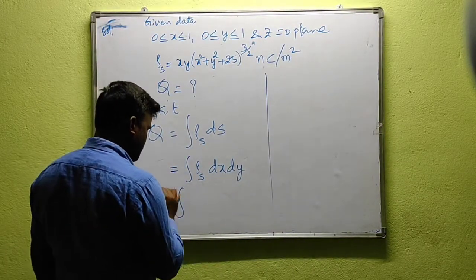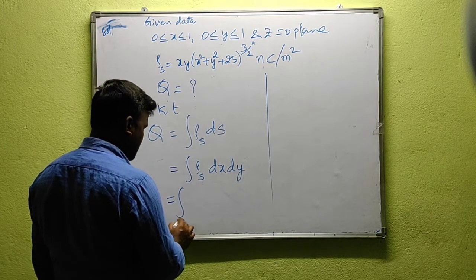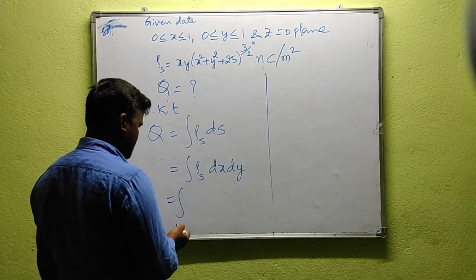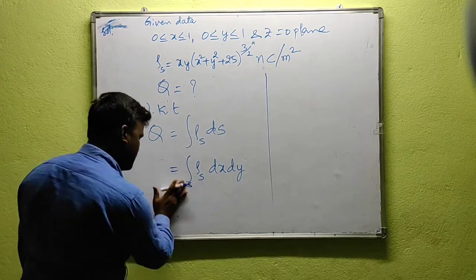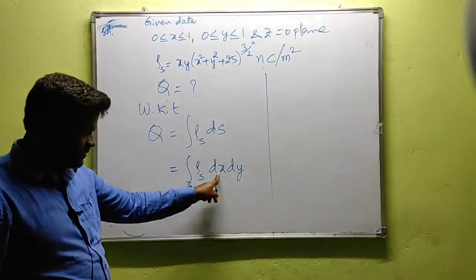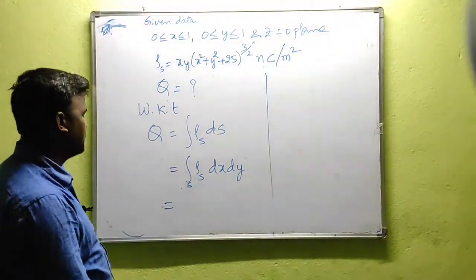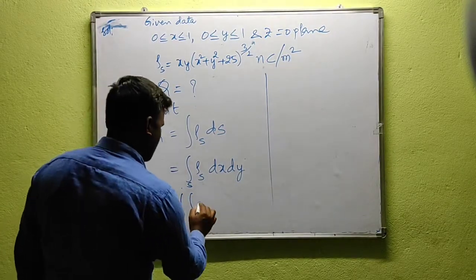Now let us substitute rho s. That is a surface integral, or else double integral. We can write double integral. It is surface integral. Here double integral means integration with respect to x and y. Here clearly it shows integration with respect to x and y, so double integral of rho s. What about the rho s value?